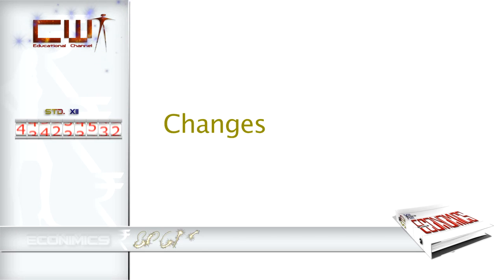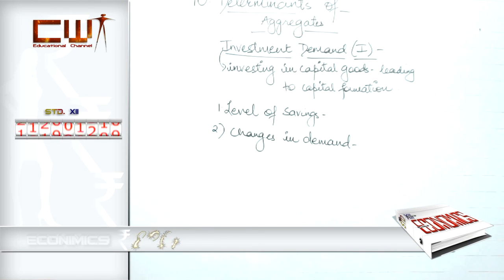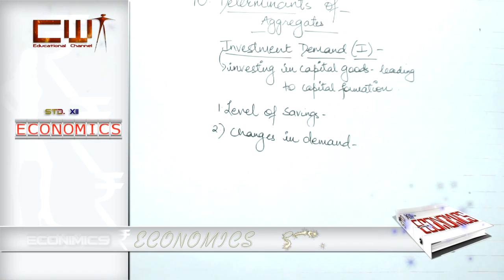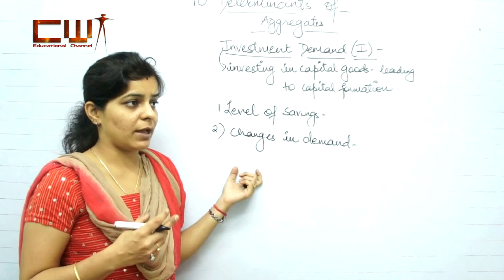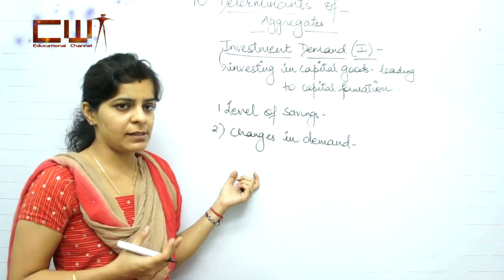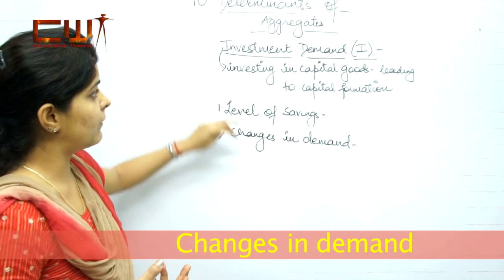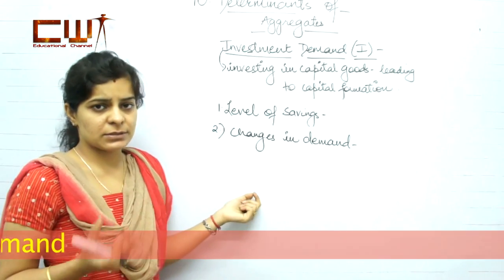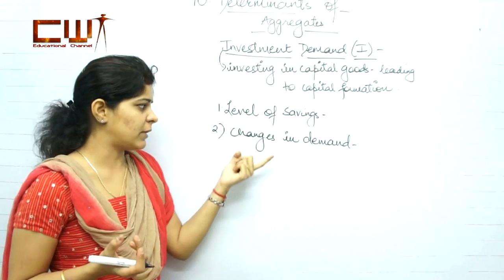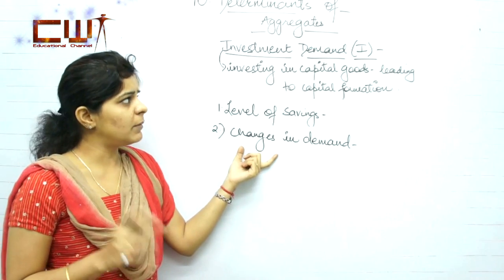Next determinant is changes in demand. If there is a change in demand in favor of the company, it encourages people to invest more in the business. If you have a goodwill running, a good reputation, then people will invest more in the company, in the form of shares, debentures, whatever. So if there are changes in demand in favor of the company, there will be more investment demand.